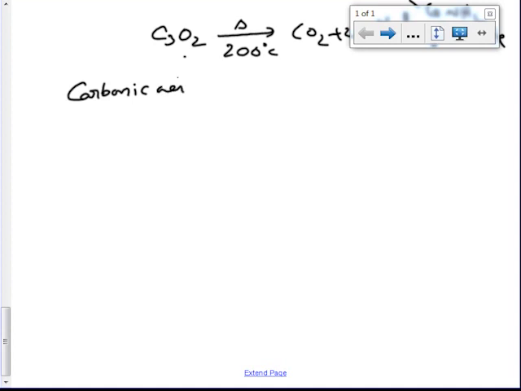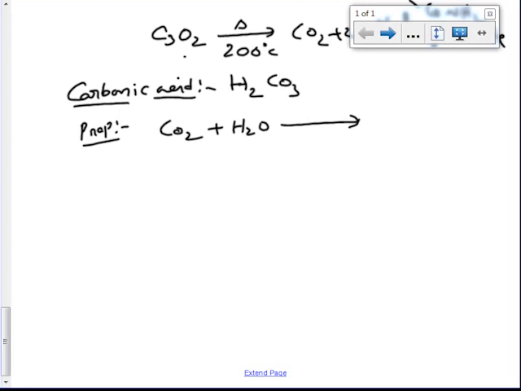Carbonic acid, the formula is H2CO3. For its preparation, the most familiar method we know is carbon dioxide dissolved in water while applying some pressure, and then we can get carbonic acid, H2CO3. That is the soft drink or soda preparation.